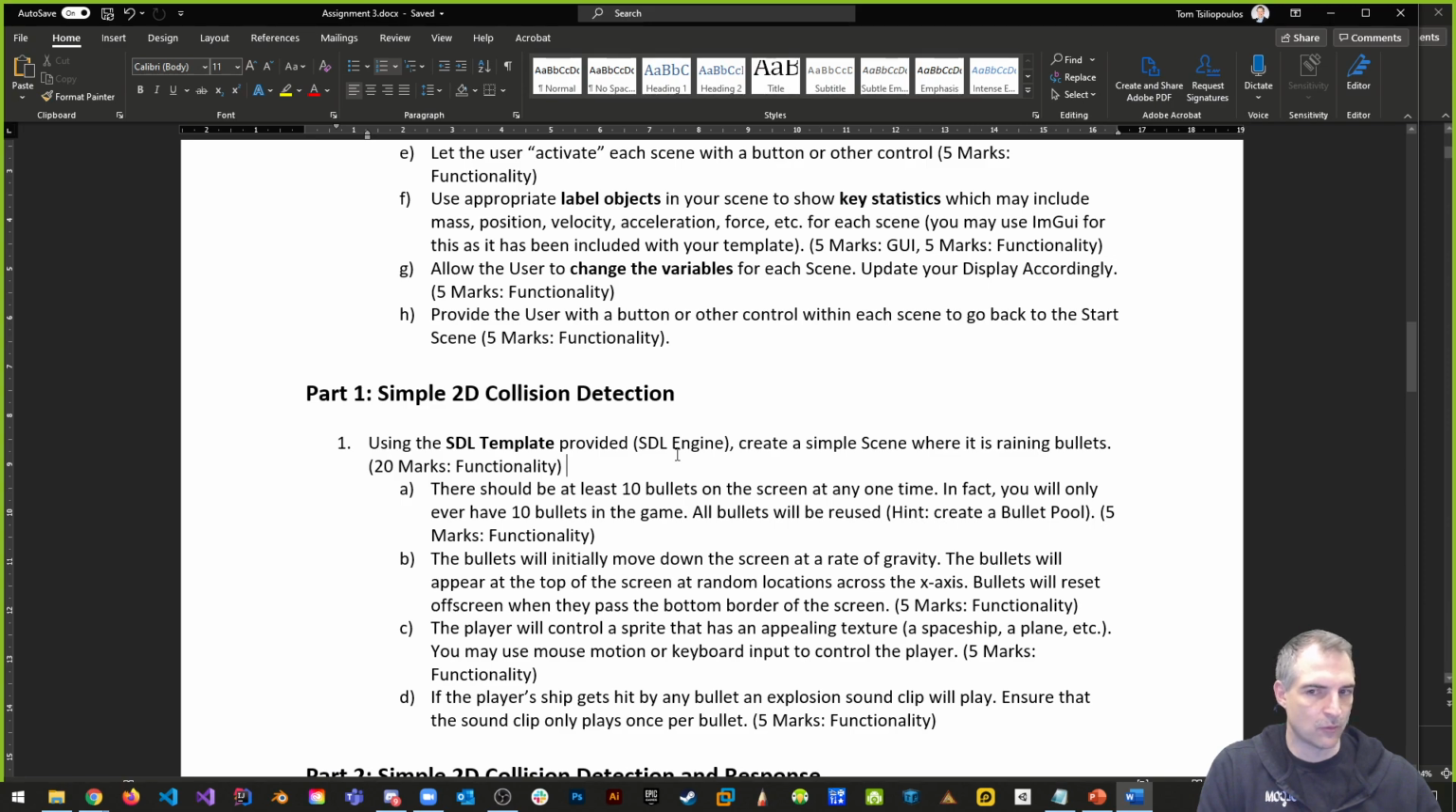Questions around scene 1, the simple 2D collision detection scene. If you do, put up your hand and we can take a question now. If you don't, I'll continue. All right, Tam, come up with your question. Come on the mic, please.